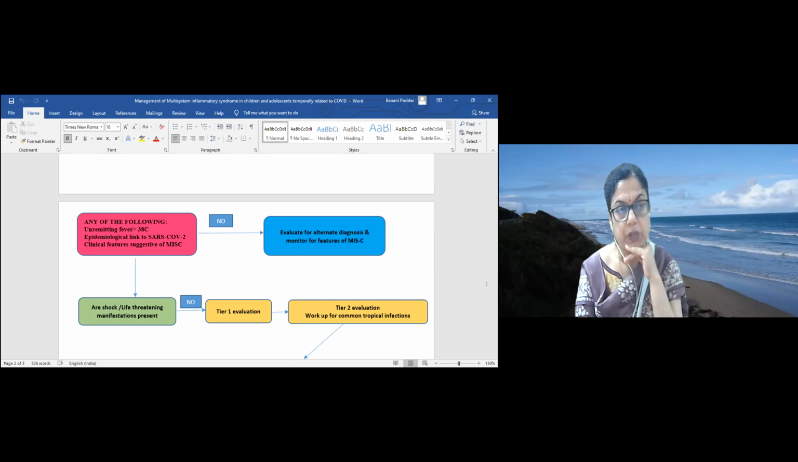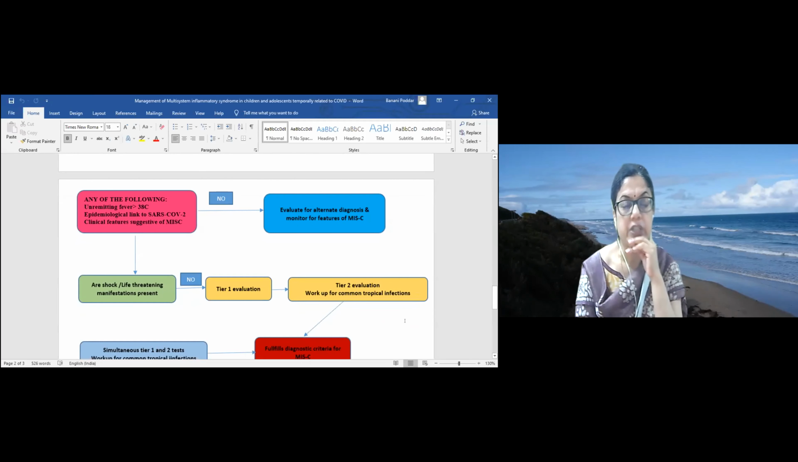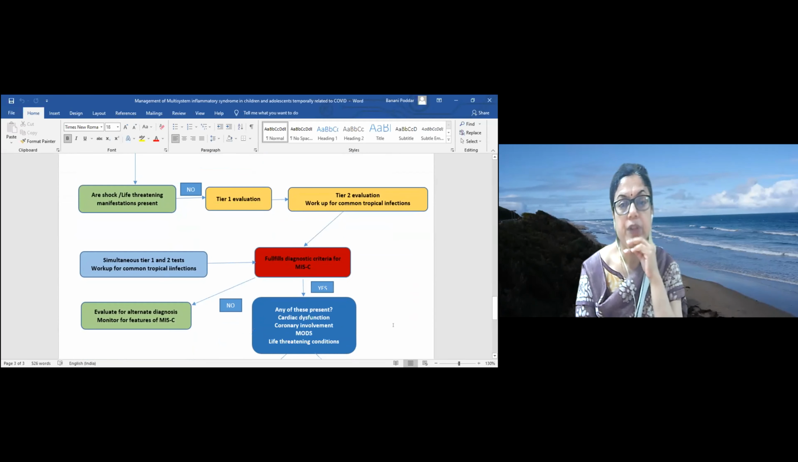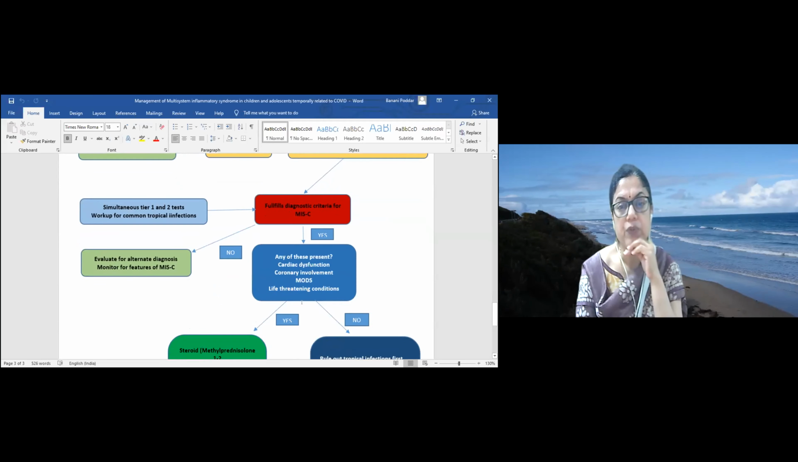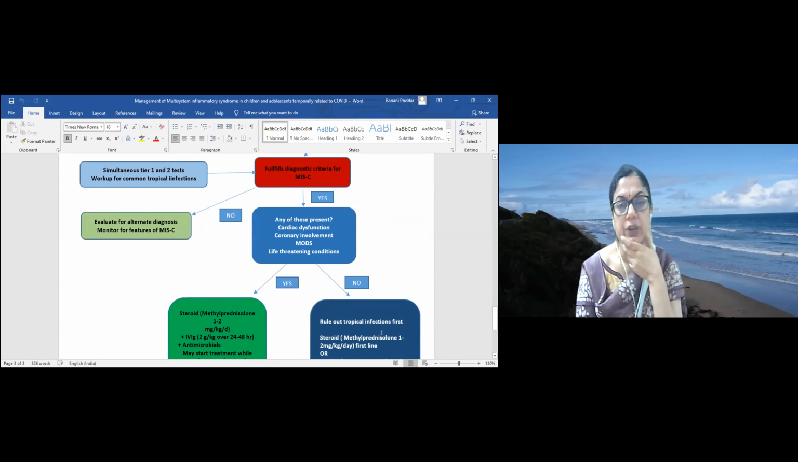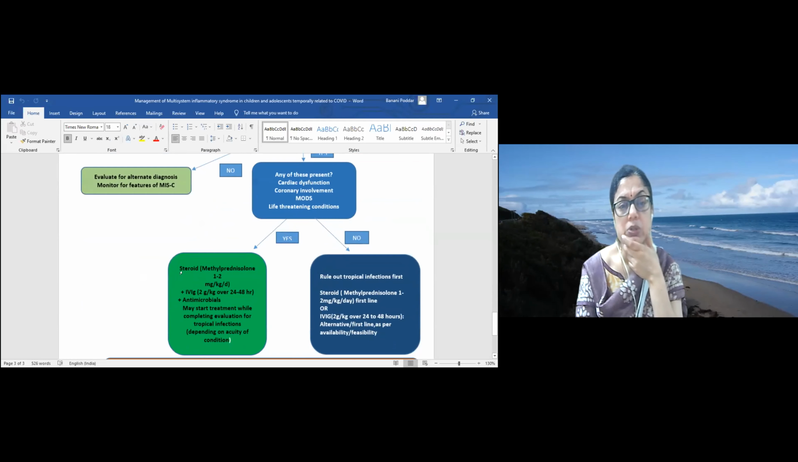In fact, many of these patients can just have a very low grade fever. So tier 1 evaluation, and if any of these are positive, then you go for tier 2 evaluation and also work up for common tropical infections. And I would say also look for signs of other infections like staph and strep. And if they fulfill the diagnostic criteria for MIC, here the first line of treatment is IVIG. And also you start low dose methylprednisolone, that is 1 to 2 milligram per kilogram per day.